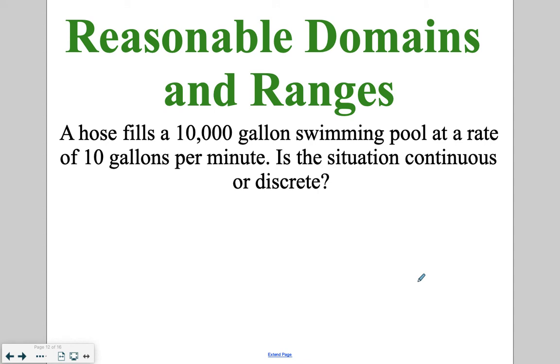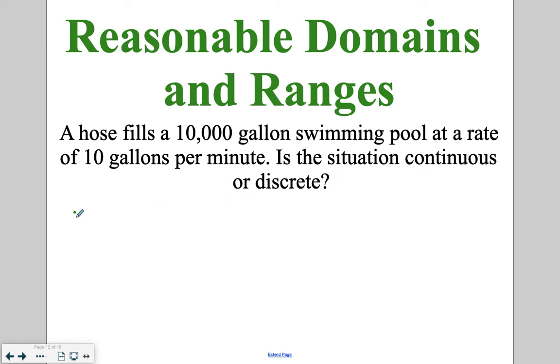Now that we can identify the domain and range, we're going to talk about reasonable values for this. So, for example, a hose fills a 10,000-gallon swimming pool at a rate of 10 gallons per minute. Is the situation continuous or discrete? The first thing we're going to have to figure out is what is the domain and what is the range. So we're looking at what is changing and what is happening as a result of that change.